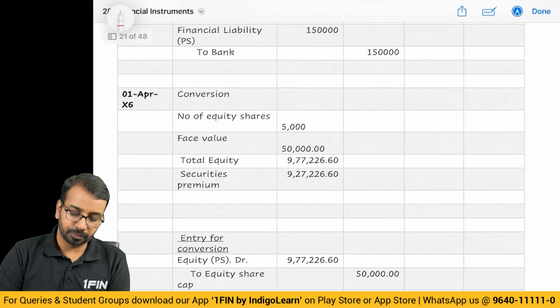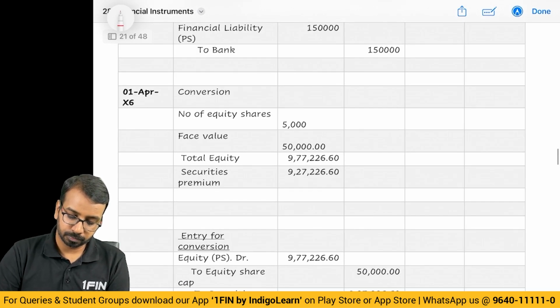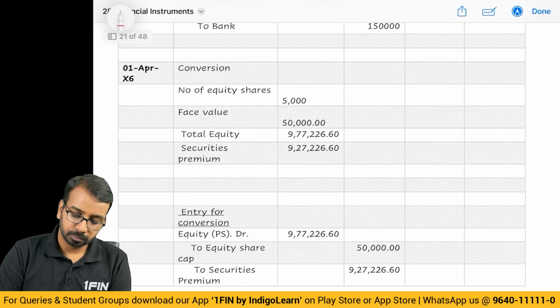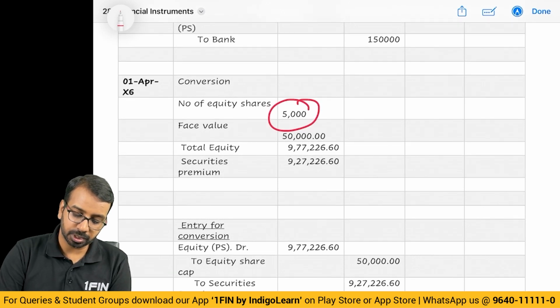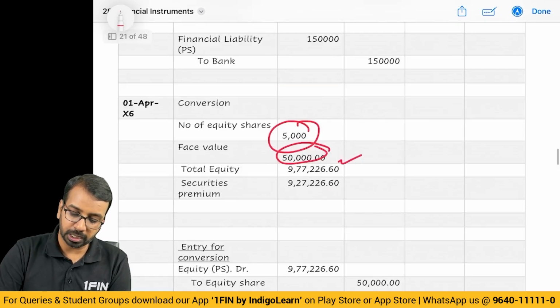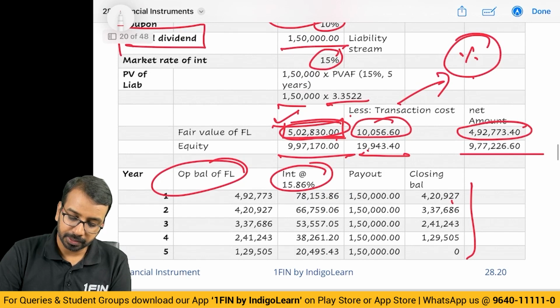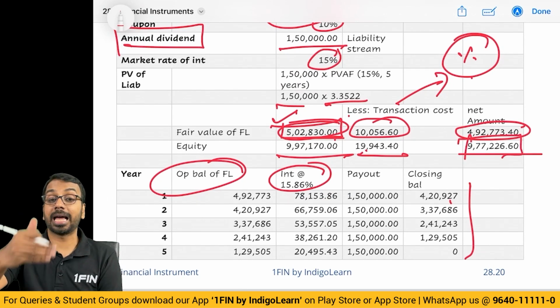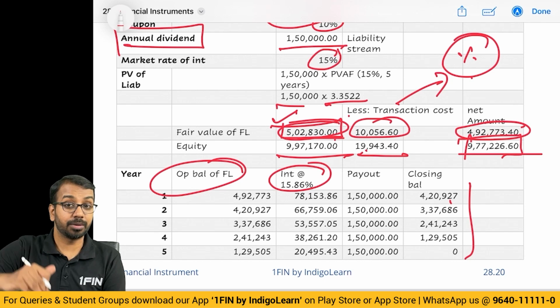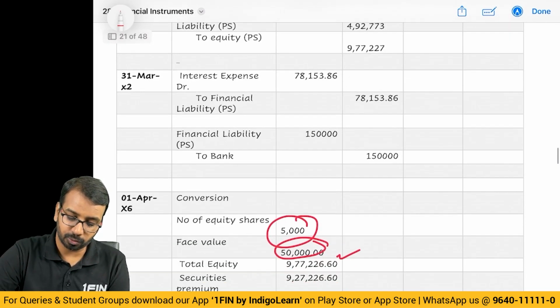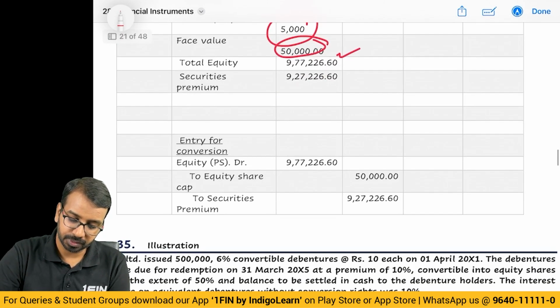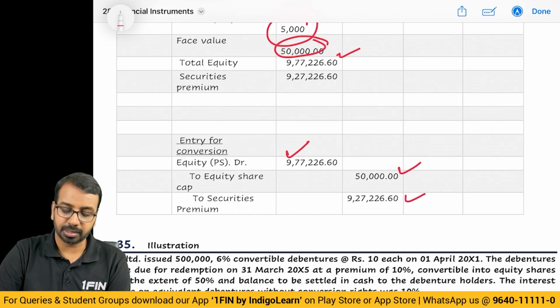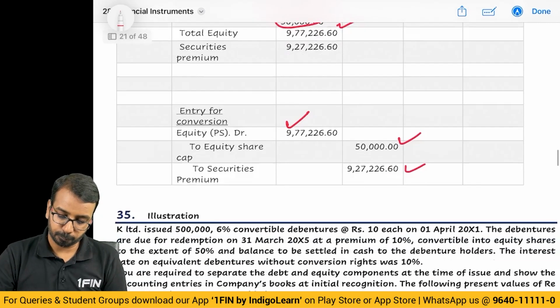And when it's converted, 5,000 shares, face value is 50,000. Total equity, how much was the equity? 977, 226. Liability we have closed. Liability we have already transferred, so that is already closed. So you will debit equity, credit equity share capital, and credit securities premium with the difference amount.